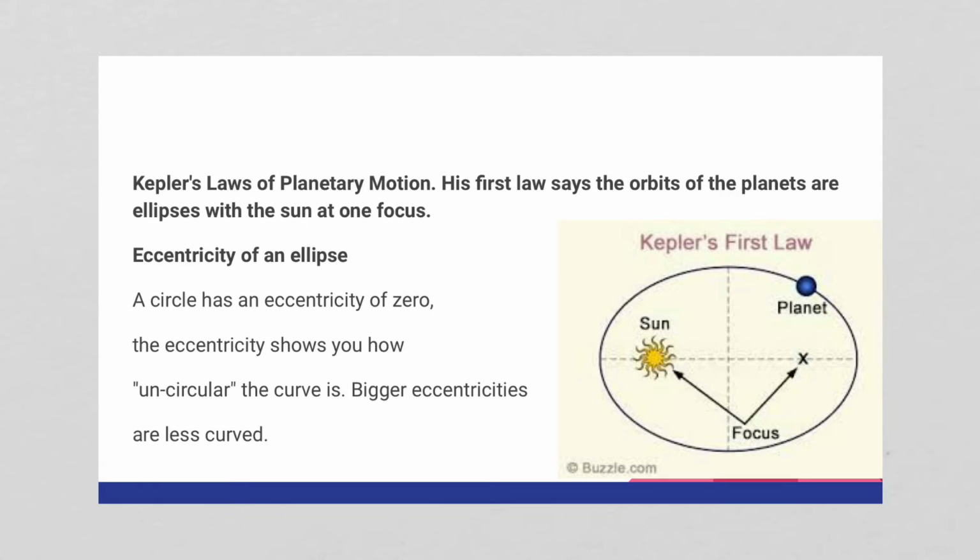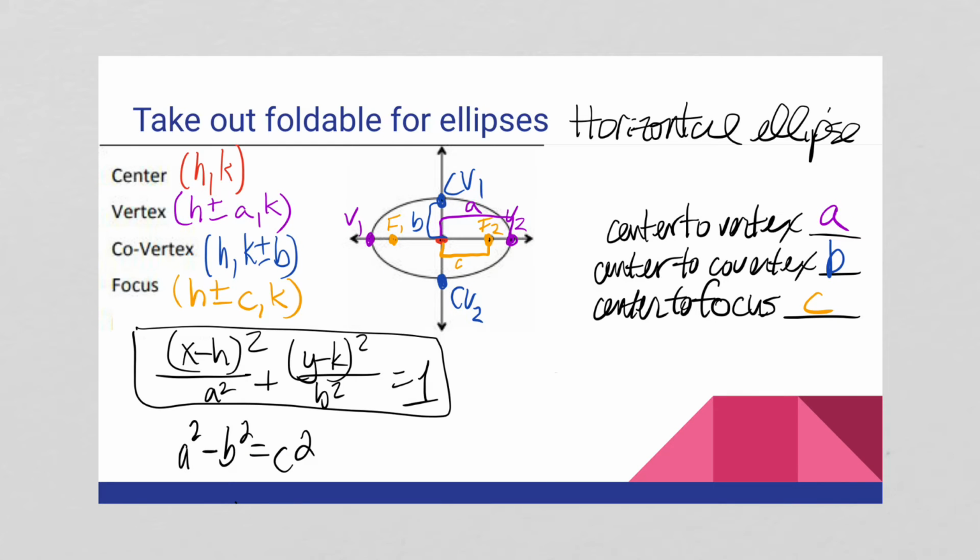All right, an ellipse is that oval shape there. Kepler was one of the first ones that said that the orbits of the planets with the sun actually make an ellipse. All right, so we have two types of ellipses, a horizontal versus a vertical ellipse.